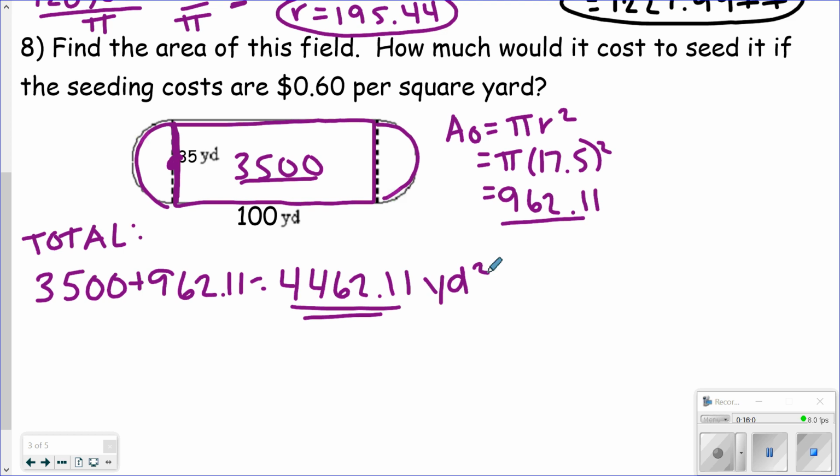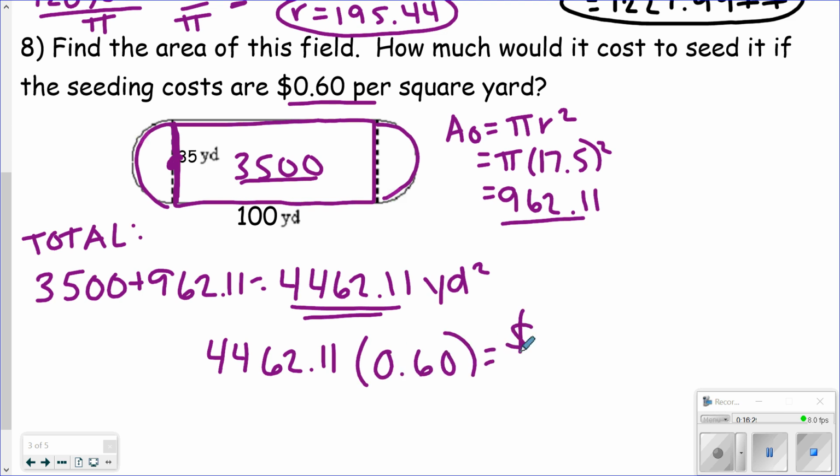And now the second part of this question said that per square yard, it's 60 cents. So to figure out the total cost of seeding the field, we would just take our area and multiply it by 0.6. So 4,462.11, I'm going to multiply that by 0.60, and that means that it's going to cost $2,677.27.